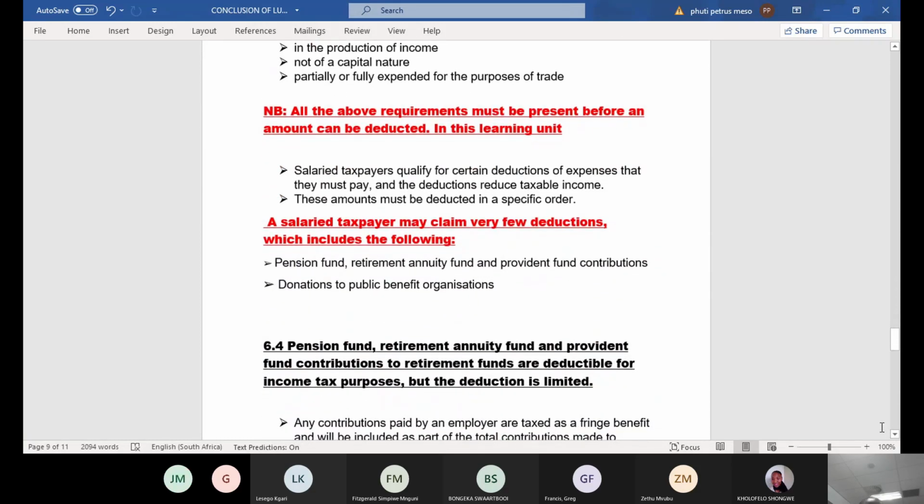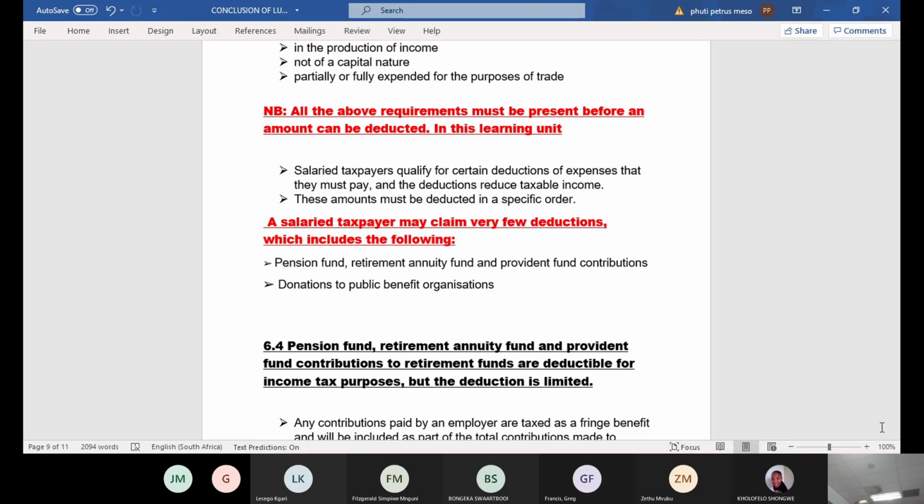Let me say that as the requirements must be present, then we're going to have salary taxpayers that qualify for certain deductions of expenses that they must pay. The deductions reduce the taxable income. These amounts must be deducted in a specific order. Basically, what they're saying is you can't just decide to put your donation first as part of your deductions. It doesn't work that way. You work with how the framework allows you to do things. You don't just decide and say, I'm taking this there because I feel like it. No, it's not part of the compliance. It's going to make you fail.